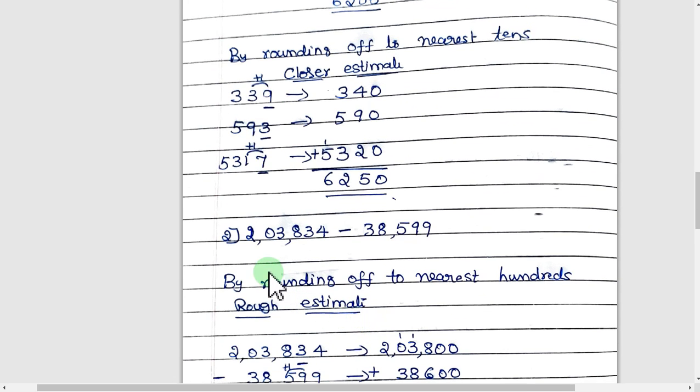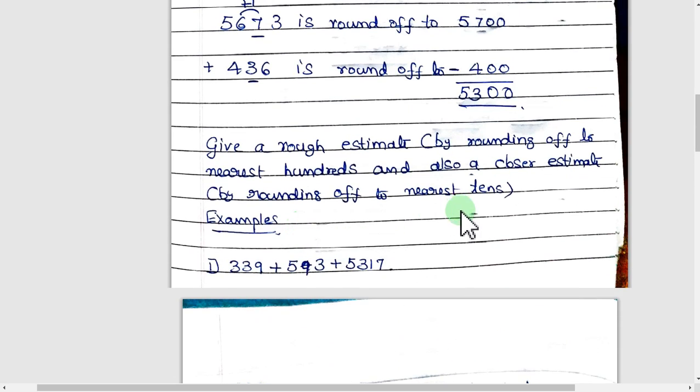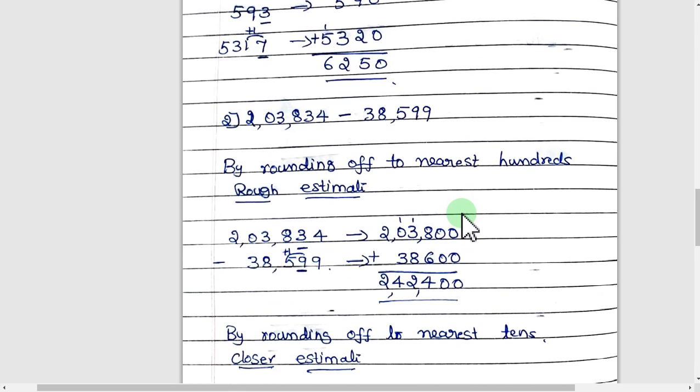Same way, difference. So here unit, tens, hundreds, thousand, 10,000. After that lakh, 2 lakh, 3,834 minus 38,599. Now as it is given, this is the question statement, we have to round off to hundreds and tens place. So first of all we will round off to the nearest hundreds, rough estimate. When we round off to the hundreds place, we have to check the tens place digit. This is less than 5, we don't have to add, and the digits to the left remain as they are. So 203 as it is.